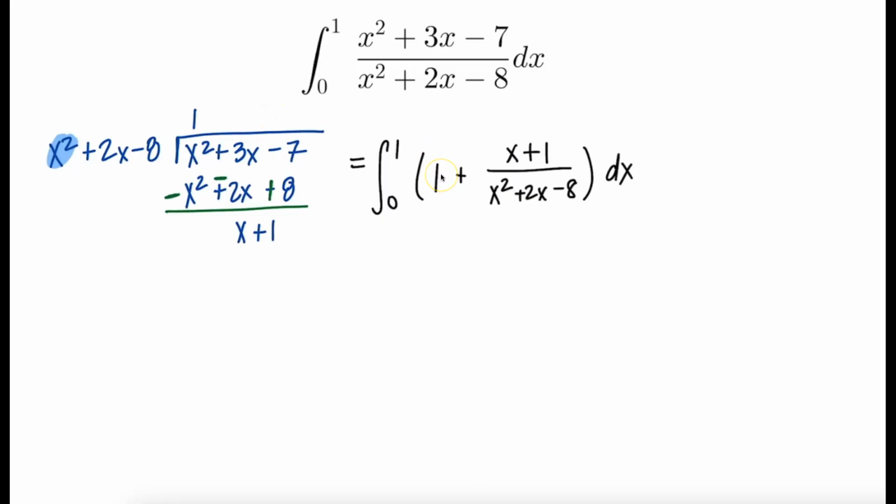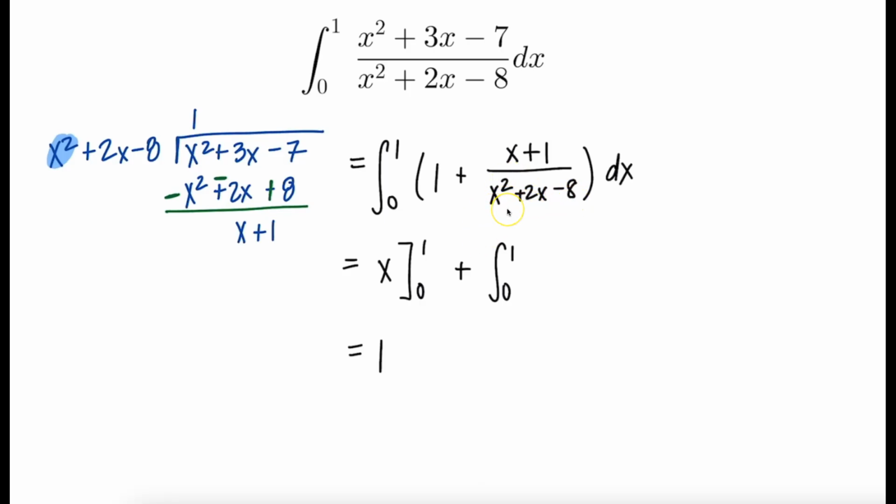Now, the first term, 1, I'm getting ahead of myself, the antiderivative is just x. So we could say this is x, and we're evaluating it from 0 to 1. And so we would just plug in 1 and plug in 0. So we would just get 1. That's the first part. But then we still have the integral from 0 to 1 of this proper rational expression, x plus 1 over x squared plus 2x minus 8.